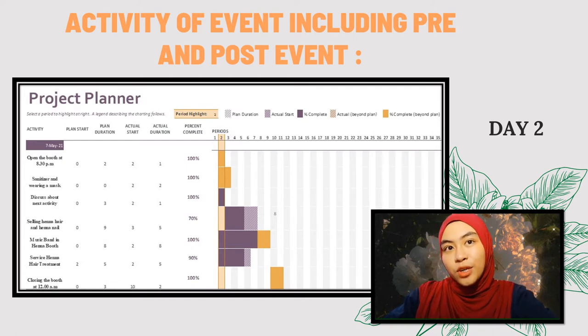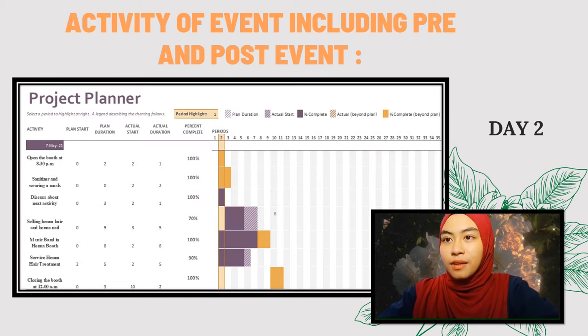Okay, next, to make sure that our stall has more spirit, we do a music band activity so our customers can be happier. We also provide a henna hair treatment service, and then we close our stall at 12 a.m.